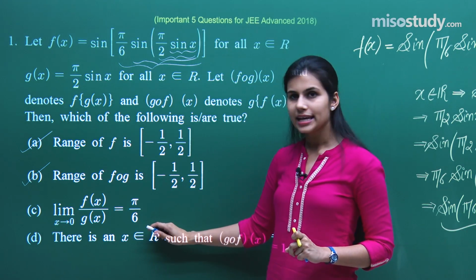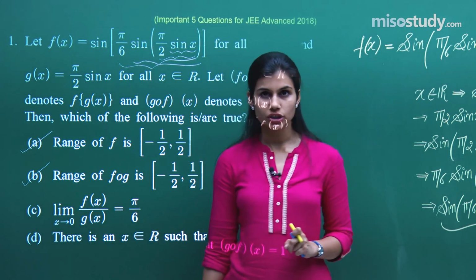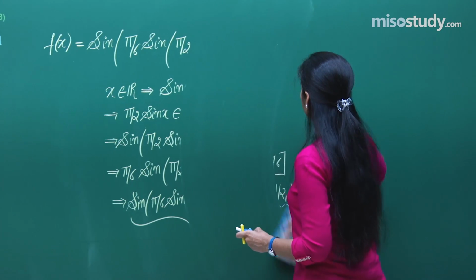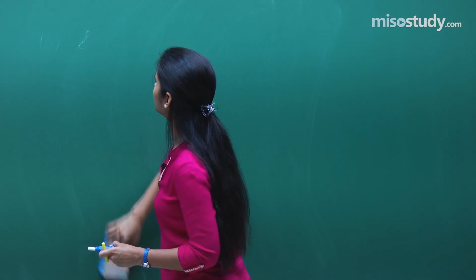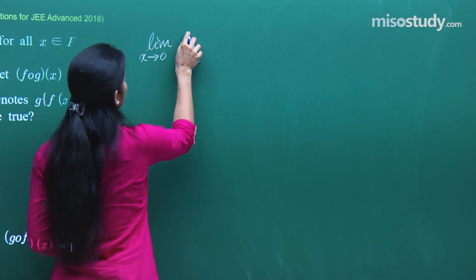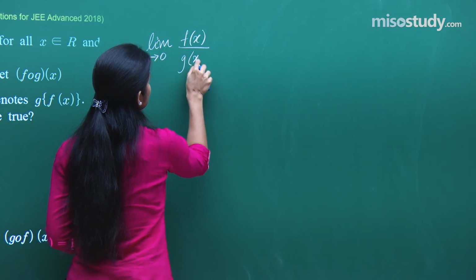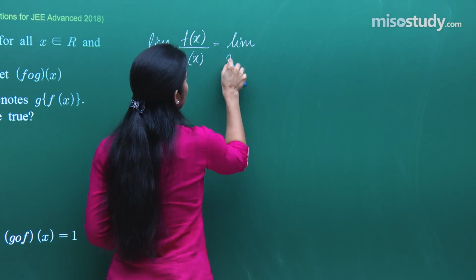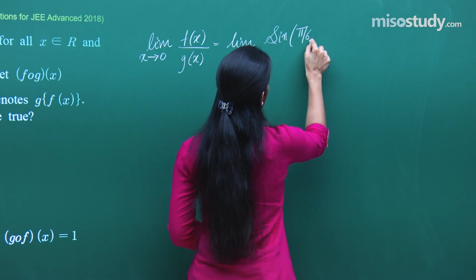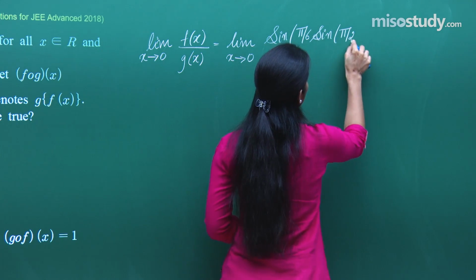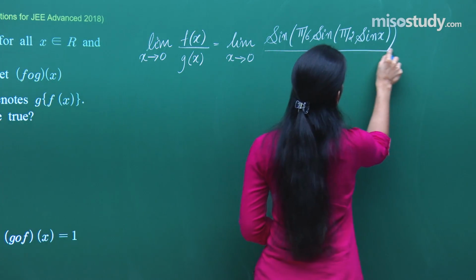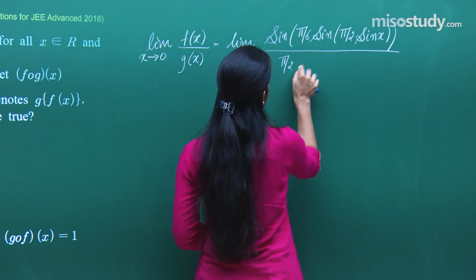Okay. Moving on to the next one, which asks you to compute the limit of f upon g. So computing the limit f upon g, let's see what all it uses. So you have limit x tends to 0 of f(x) upon g(x), which is what? Limit x tends to 0, your f(x) is sine of pi by 6 sine of pi by 2 sine x, upon g(x). g(x) is just pi by 2 sine x.